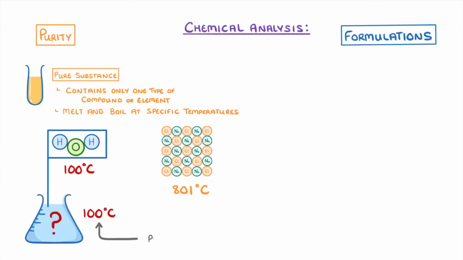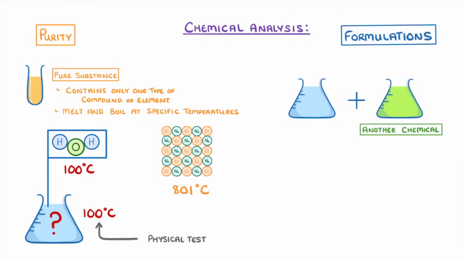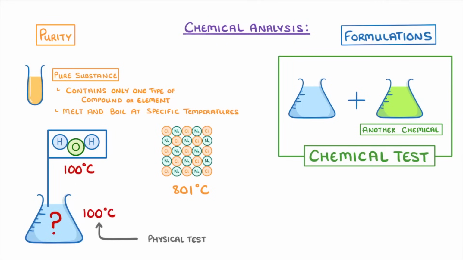And we would consider this a physical test, because we're testing the physical properties of that substance. Whereas if we reacted it with another chemical to find out what it was, we'd consider that a chemical test. And the same goes for other pure substances. We can test their melting and boiling points in the laboratory, and then look them up in a big data book to see which chemical they could be.